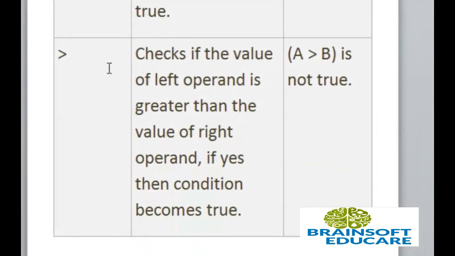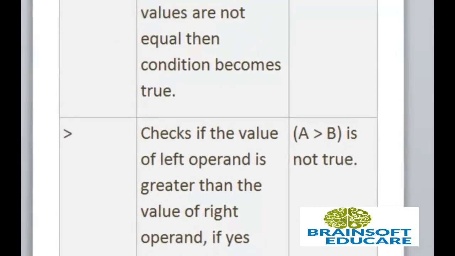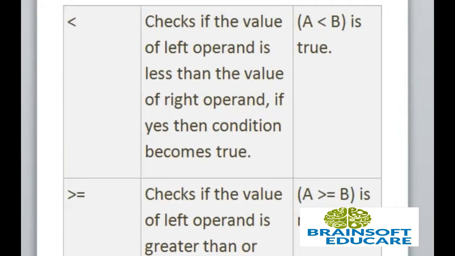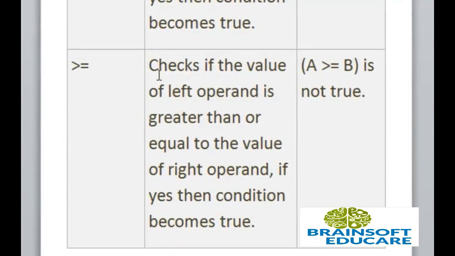Greater than. It checks if the value of the left operand is greater than the value of the right operand. If yes, then the condition becomes true. Less than. It checks if the value of the left operand is less than the value of the right operand. Then the condition becomes true. Next, greater than or equal to. It checks if the value of the left operand is greater than or equal to the value of the right operand. Then the condition becomes true.